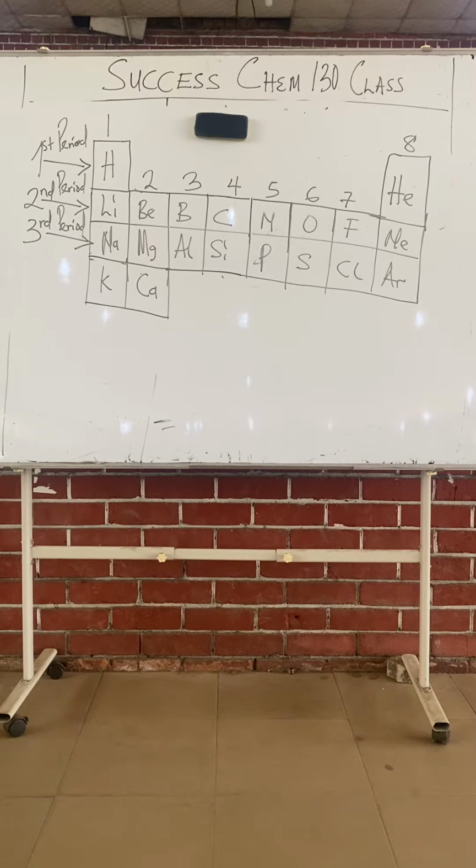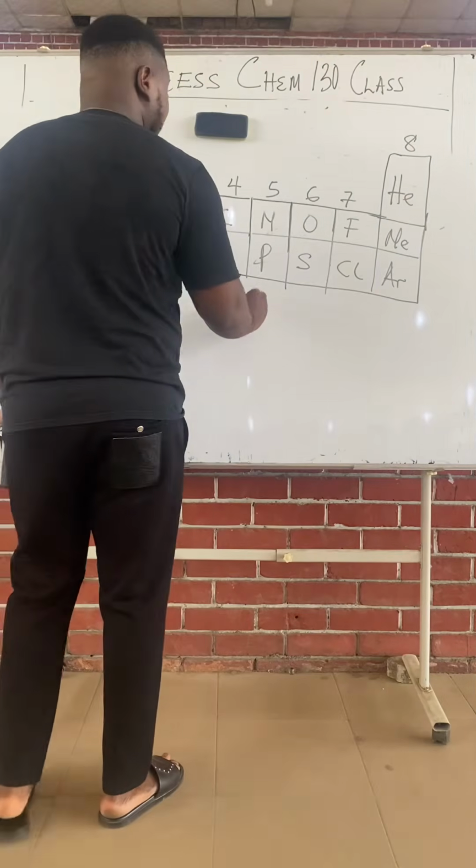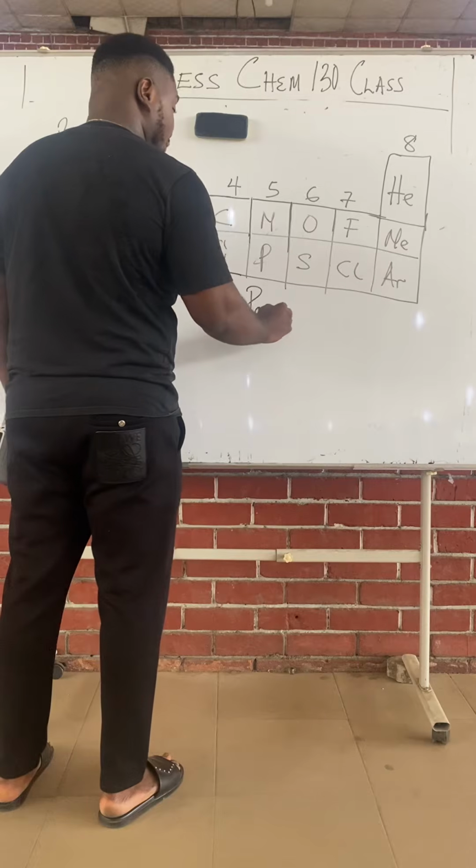And the seventh period is incomplete. Don't forget, there are 7 periods in the periodic table. How many periods, class? 7. There are 7 periods in the periodic table. We have just explained all the 7 periods for you.